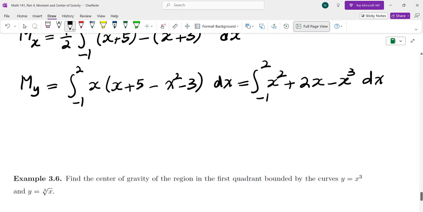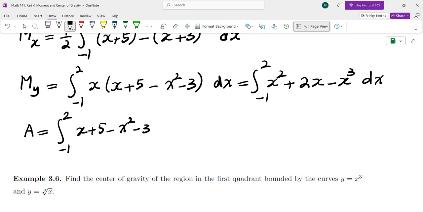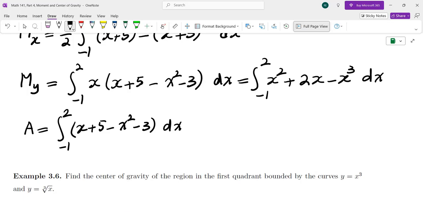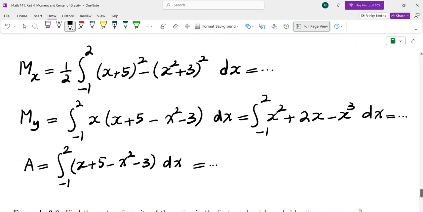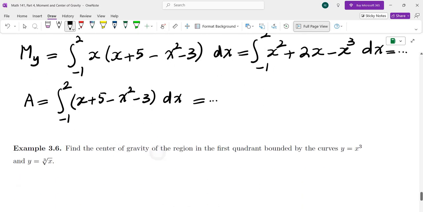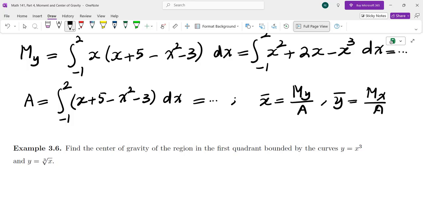After you evaluate these, then we also need the area. So area is the integral from -1 to 2 of f of x minus g of x dx. So I'll leave these to you to evaluate, and then we'll have to use these two. Let me just indicate that these need to be evaluated. But again, these are all polynomials, so they are relatively easy to evaluate. And then x bar becomes m sub y over a, and y bar becomes m sub x over a. And these must be calculated.